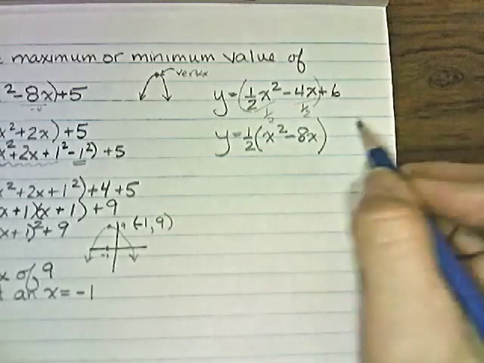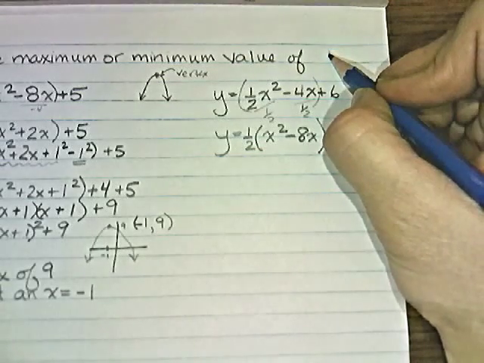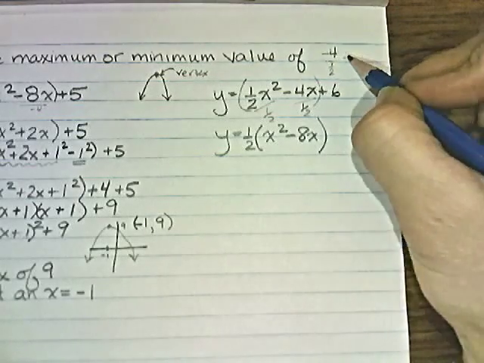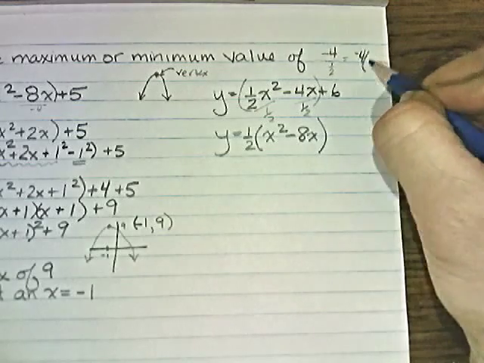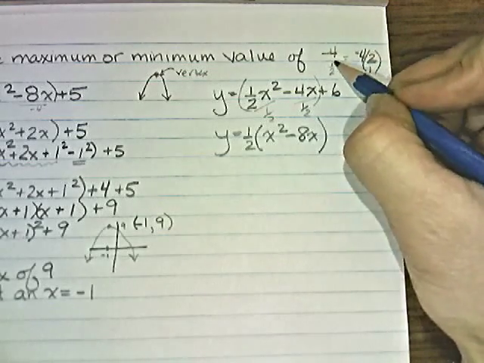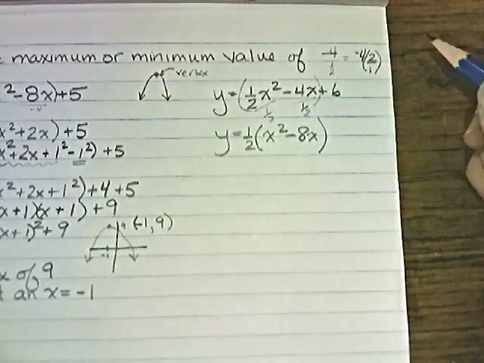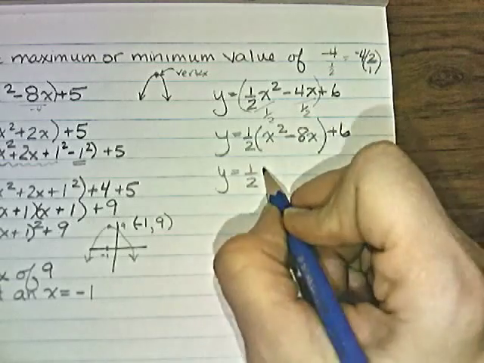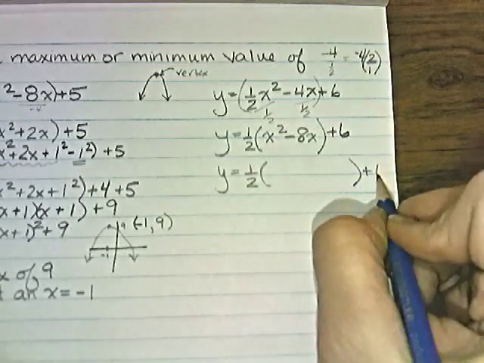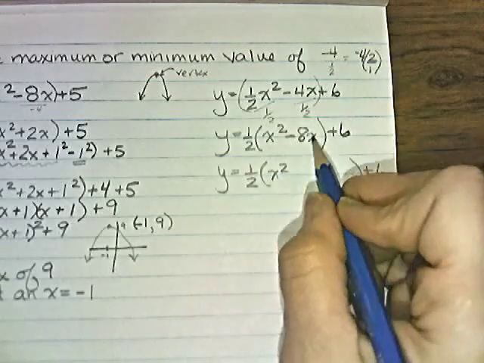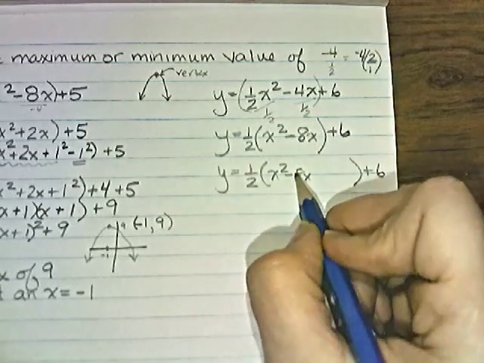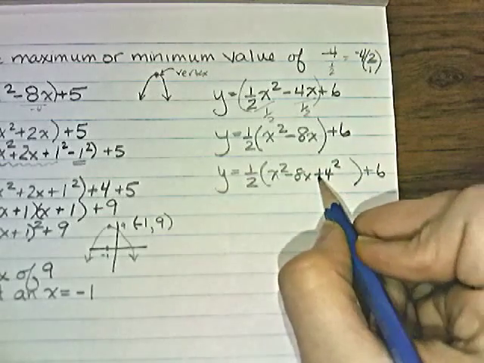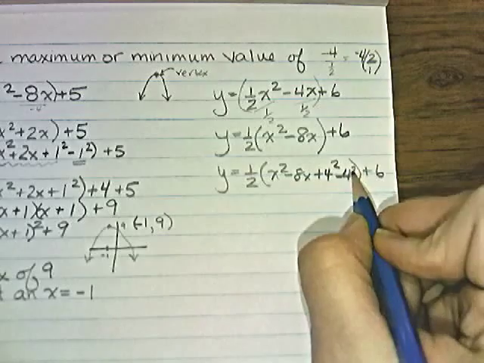Or if you like your fraction rules, I've got a -4 here that is being divided by a half. Well, we know that we never divide by a half, so I would invert and multiply, flip that fraction over, and I still get my -8. And I have my 6 over here. Now I'm going to open up that bracket and ask myself two questions. What's half of -8? That's -4. And what's 4 squared? Well, that's 16. I will add it in and take it out.